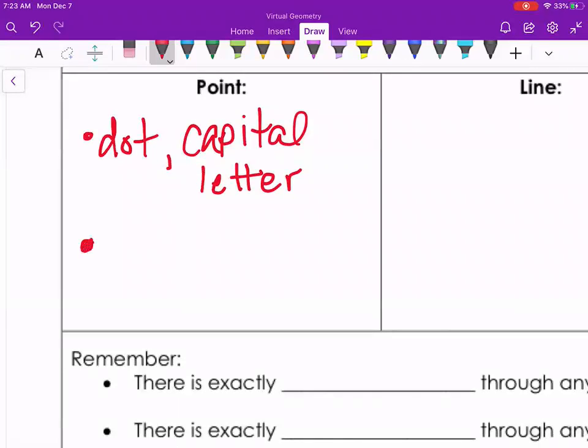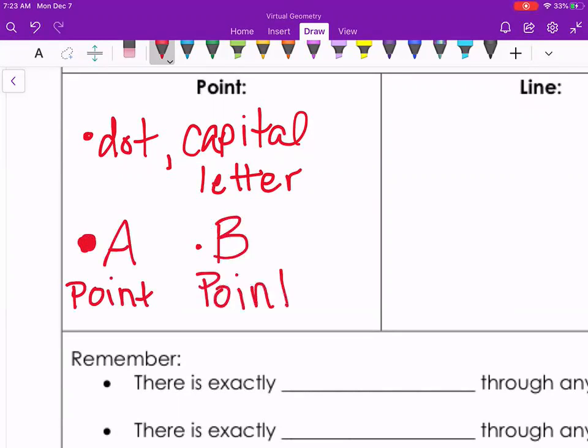So if I have, let's say, a giant dot with a capital letter A next to it, this would be point A. Or I could have a teeny tiny little dot with a B, and you still have point B. Okay, so size does not matter at all for these dots.